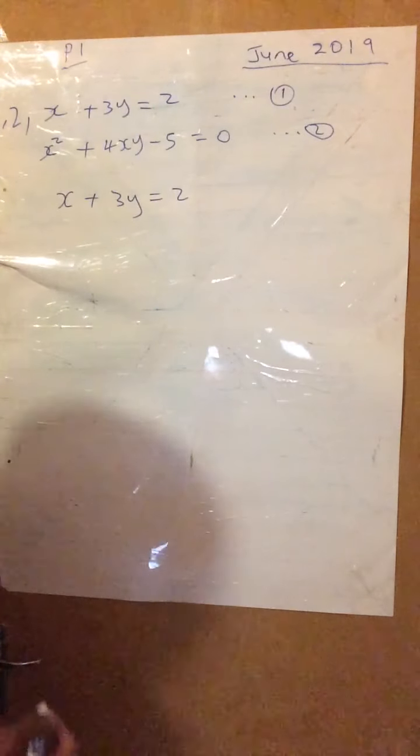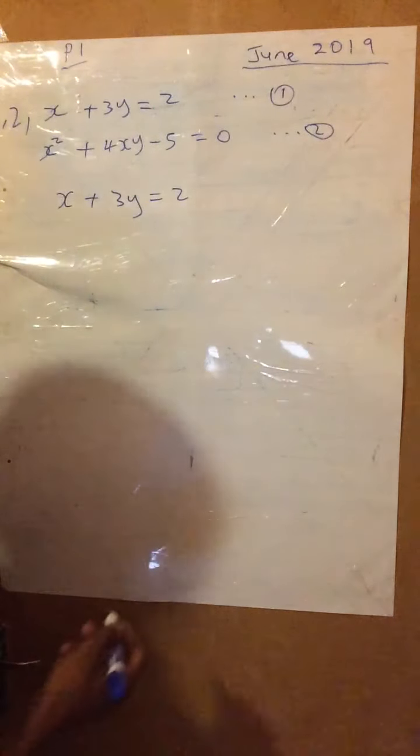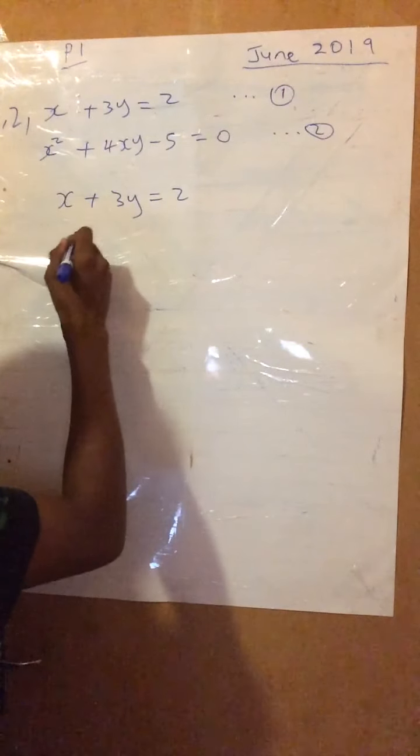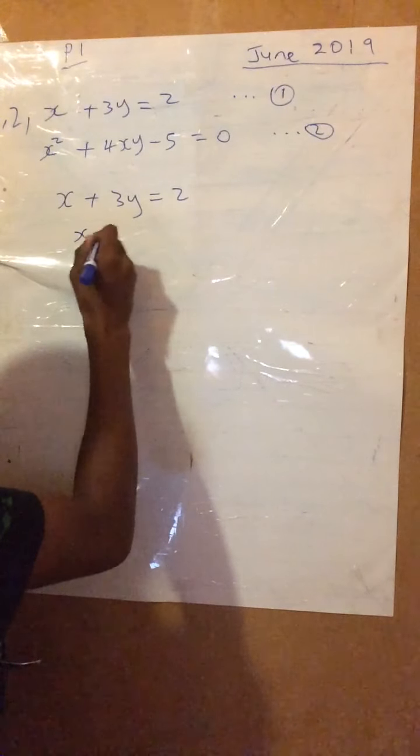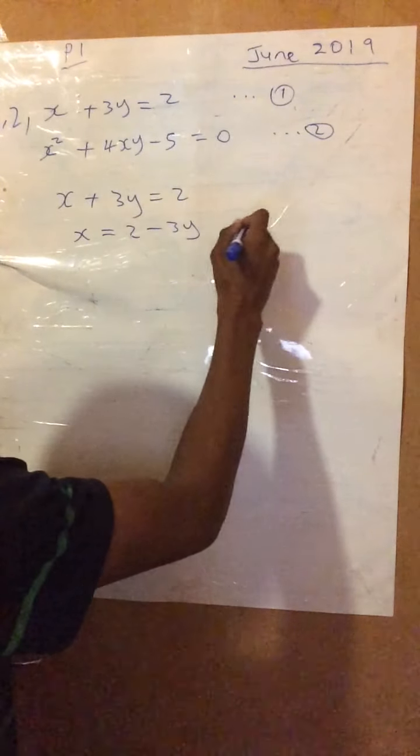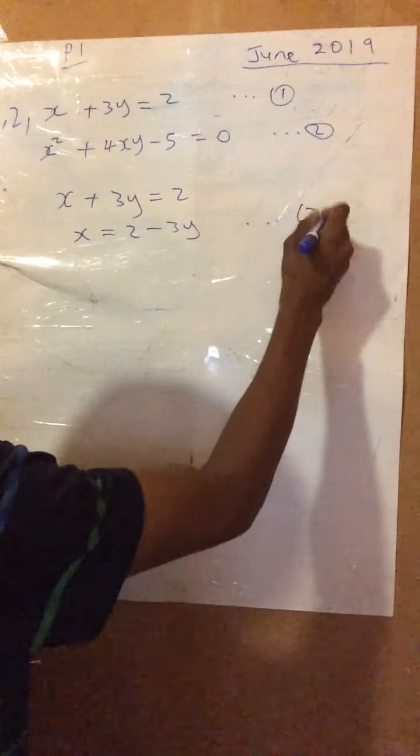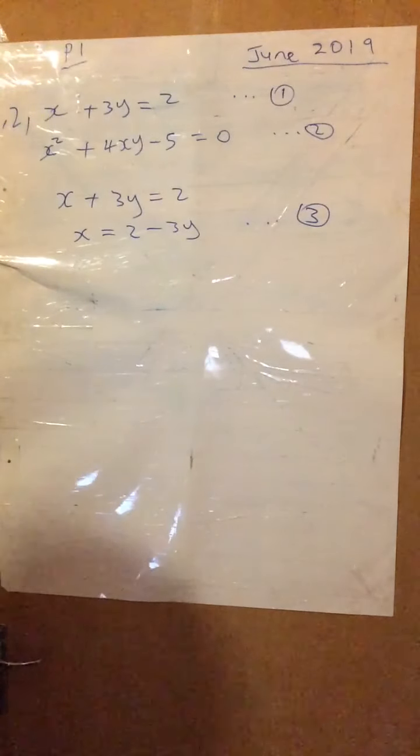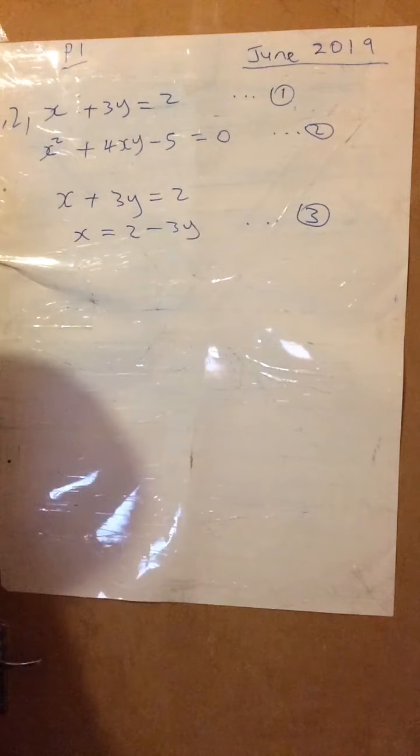What are we making in equation 3? Let's make x the subject of the formula. So if we make x the subject of the formula, x will equal 2 minus 3y. This will be our equation 3. Right. Then we move to the next step.